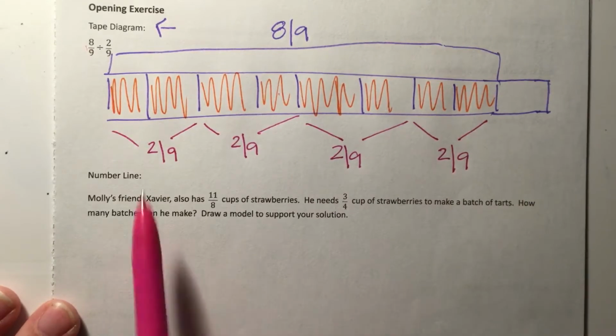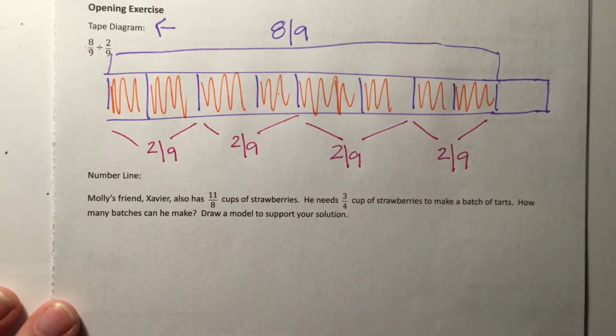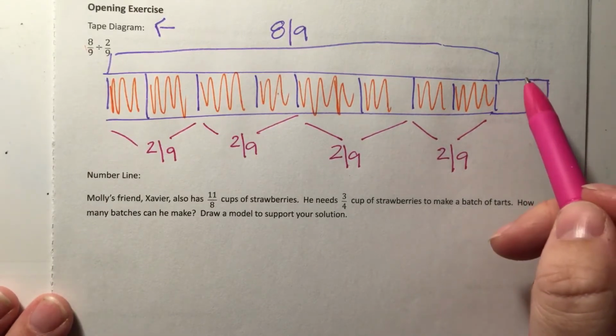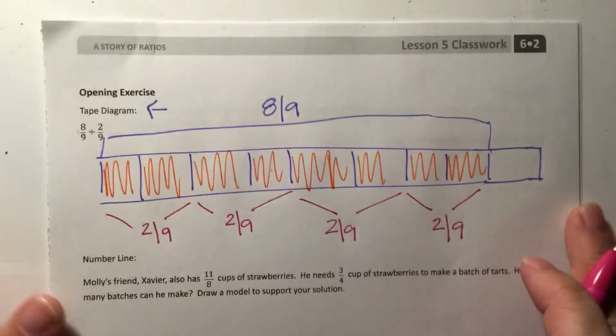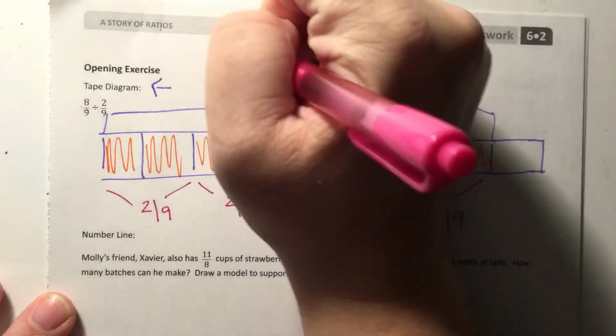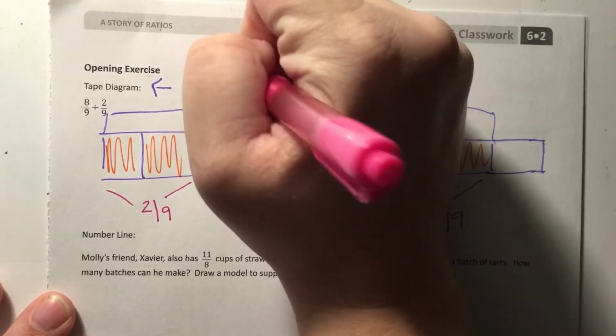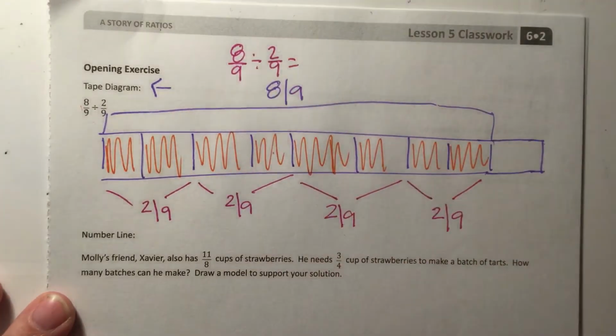So how many do we have? We have 1, 2, 3, 4, okay? So we have 4 times that we can make it with nothing left over. It's actually even, okay? So if I go up to the top, I'll make sure that you guys can see this. I know this is a small area to work with. So we have 8 ninths divided by 2 ninths equals 4.